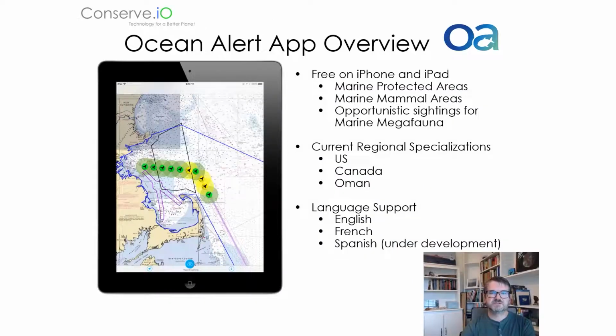Originally launched as a standalone app, Spotter Pro was integrated into the Ocean Alert application in 2019. Ocean Alert is a free public app focused on citizen science and reporting marine megafauna sightings. Ocean Alert also includes marine mammal safety information and sightings from the Whale Alert system. Ocean Alert works anywhere in the world with regional specializations in the US, Canada, and Oman. Currently, the app is available in English and French with a Spanish version pending.